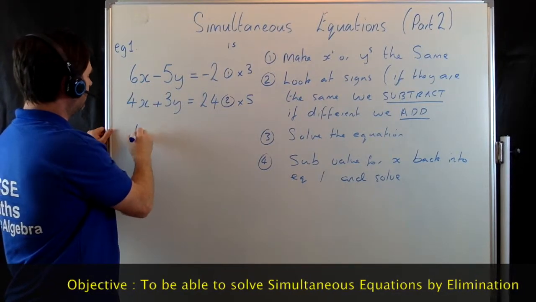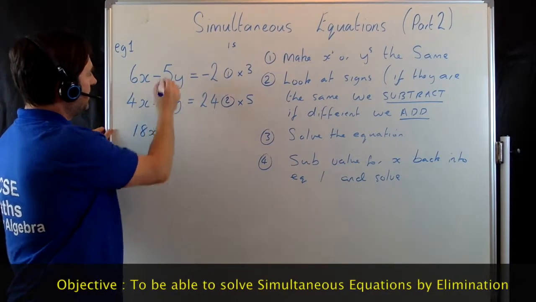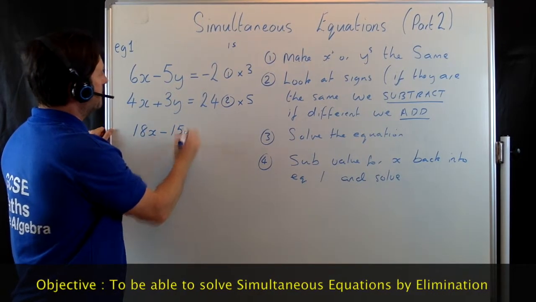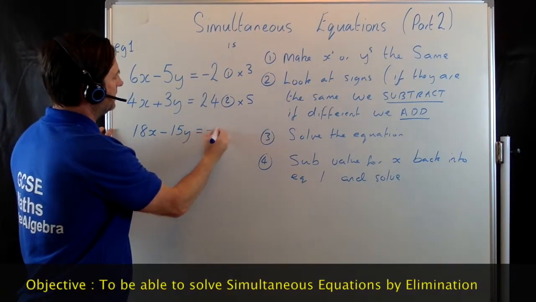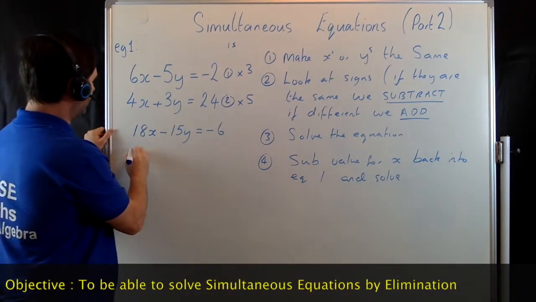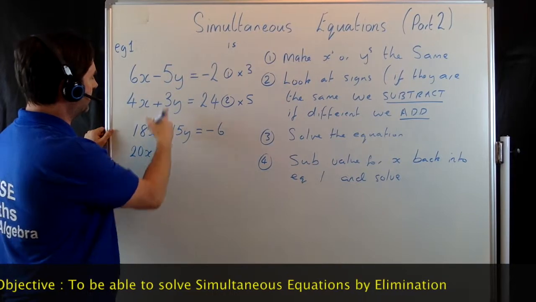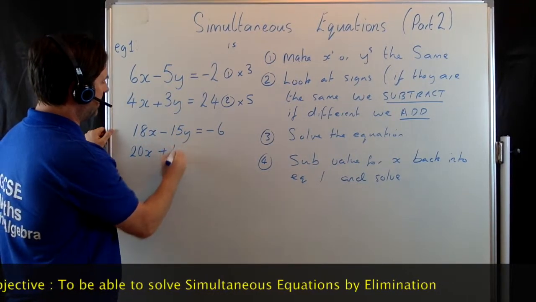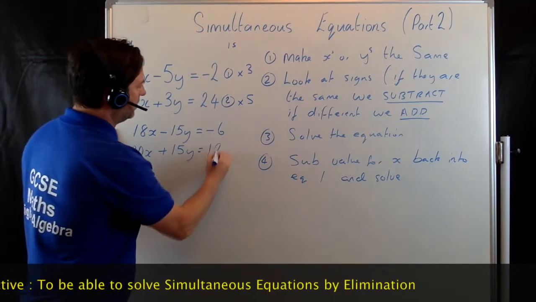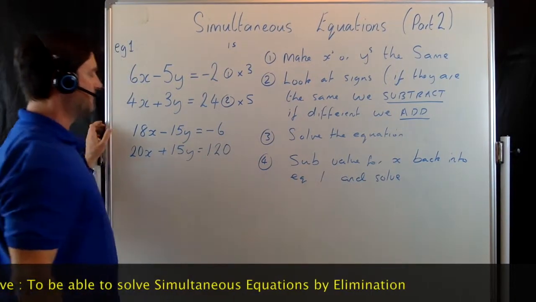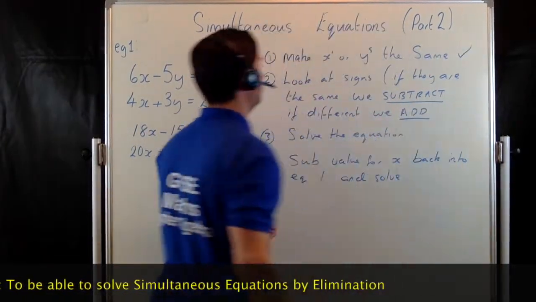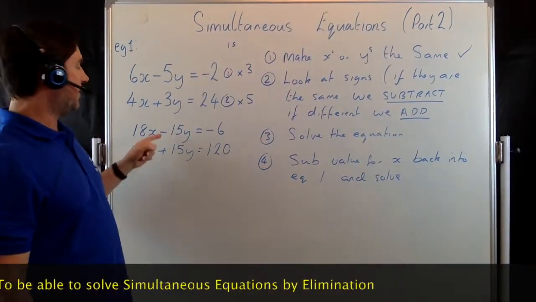3 times 6x is 18x, 3 times minus 5 is minus 15y, and 3 times minus 2 is minus 6. Second one. 5 times 4x is 20x, 5 times 3y is positive 15y, and 5 times 24 gives you 120. Step 1, complete.